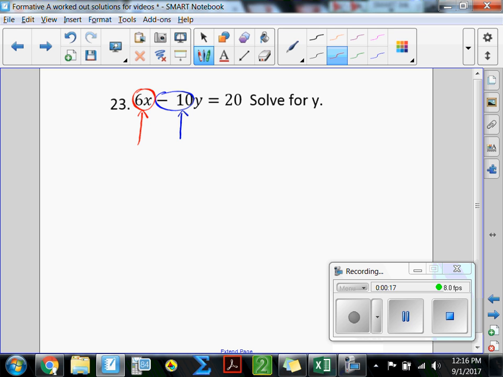If I can make the 6x become a 0, 0 minus 10y is minus 10y. If I can make the negative 10 become a 1, 1 times y is y. Those are my goals. I'm going to work with the 0 term first because it's easier for me to do. So I do that by subtracting 6x on both sides of my equation.